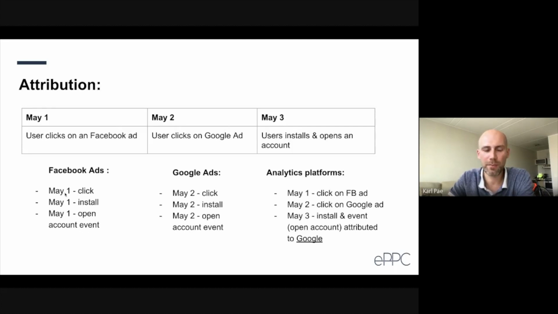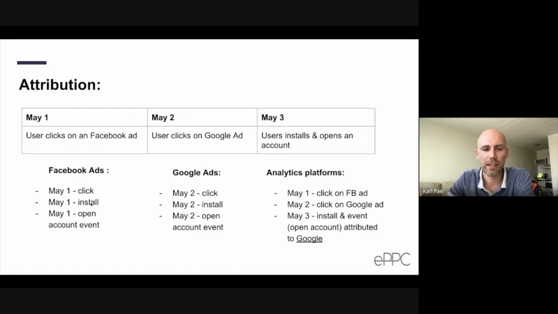So for optimization purposes, if a person clicked on a Facebook ad and if a person clicked on a Google ad, they both most probably played a part in the acquisition process. So they're both important to track and use for optimizing events. But it's also good to see in your analytics platform to double check.